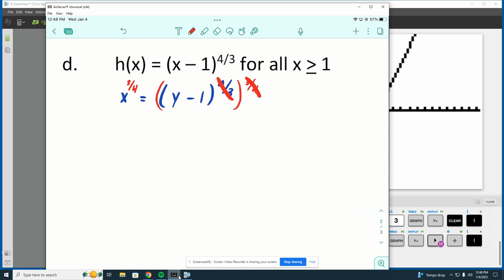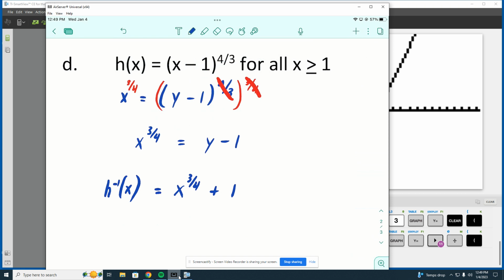And we moved it to the other side. So here's what we're left with. X to the 3/4 equals y minus 1. What's my last step to get y alone? I add 1. Now, if my original function was h of x, what's my inverse going to be called? H of negative 1 of x. And there you have it.